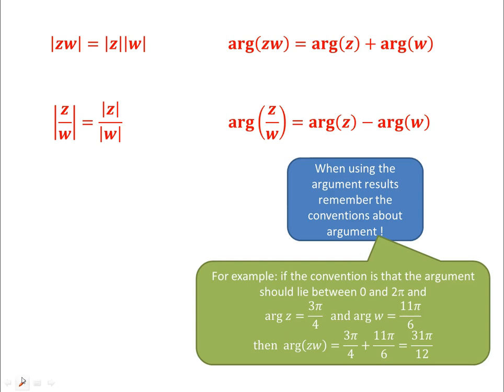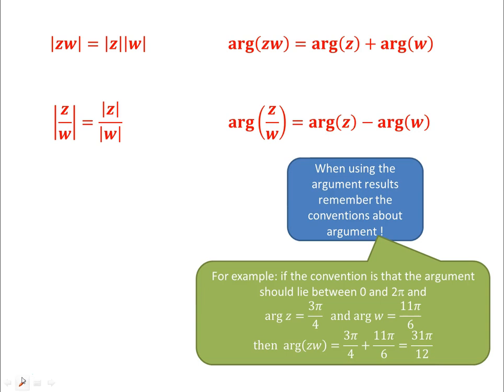So for example, if the convention being used is that the argument should lie between 0 and 2 pi, and we know that the argument of z is 3 pi by 4, and the argument of w is 11 pi by 6, then we can say that the argument of z times w must be the same thing as the argument of z plus the argument of w. So that's 3 pi by 4 plus 11 pi by 6, which gives me 31 pi by 12.